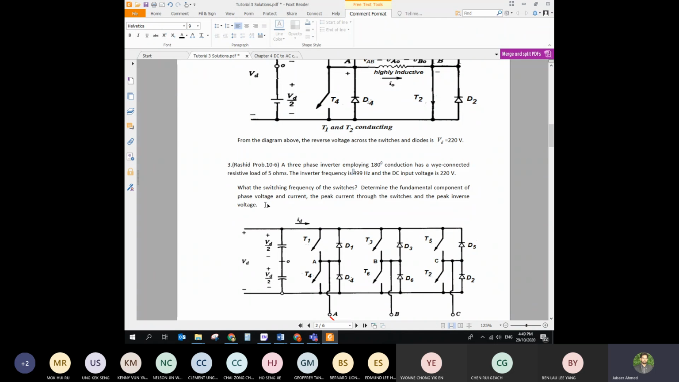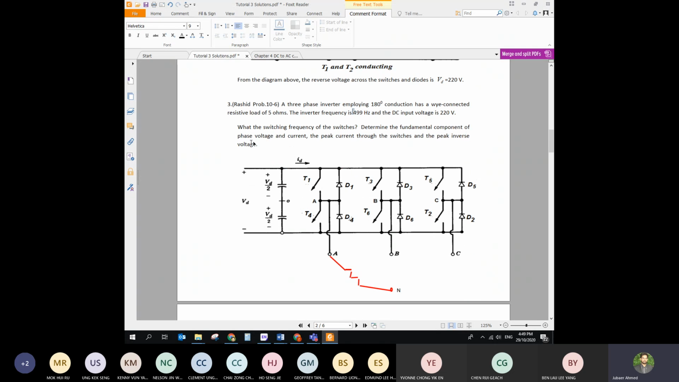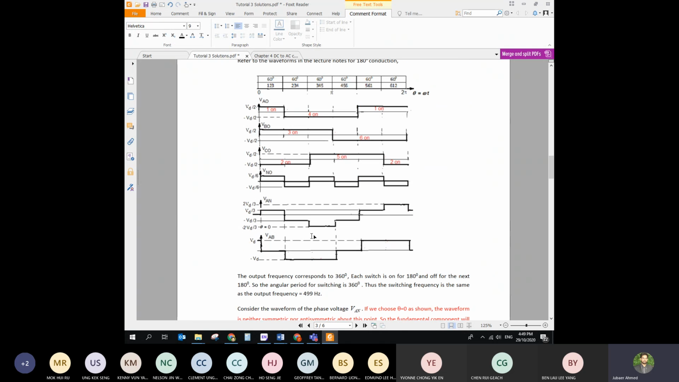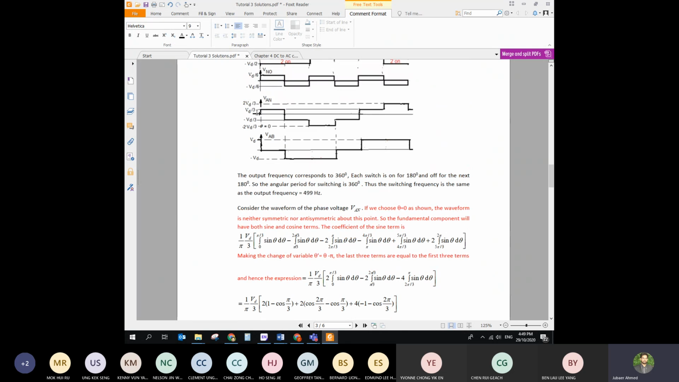Determine the fundamental component of the phase voltage and the current, the peak current through the switches and the peak inverse voltage. So we have to find out the fundamental component of the phase voltage. Our main concern is VAN here. If you look at it from this perspective, from this point onwards, this is not a repeating signal, because it's going to be like 1, 2, 3, 4, 5, and then this is already your 360.